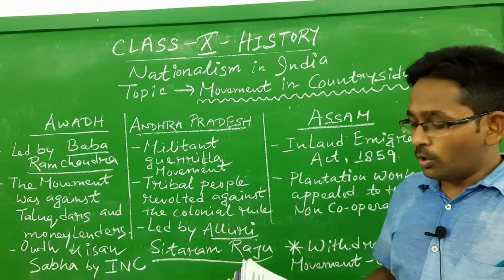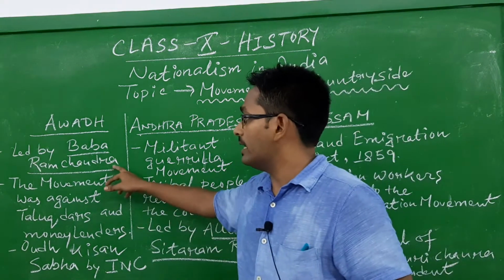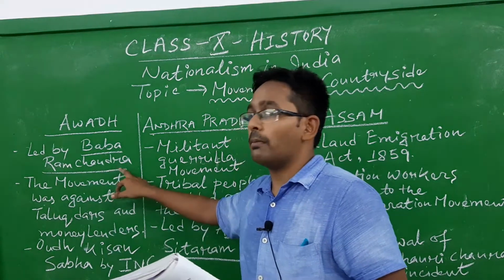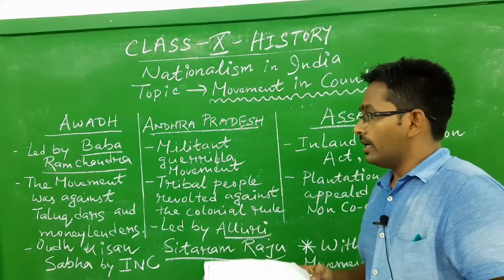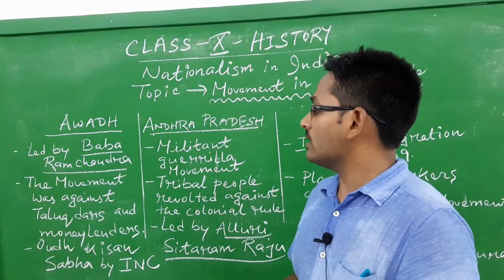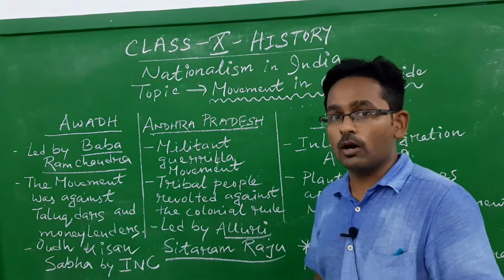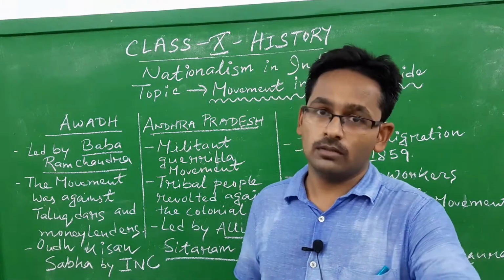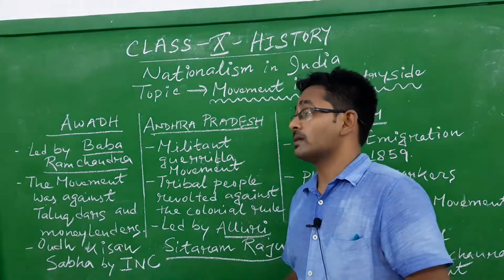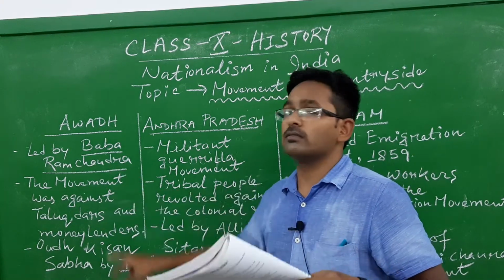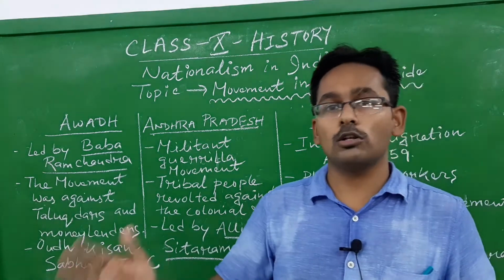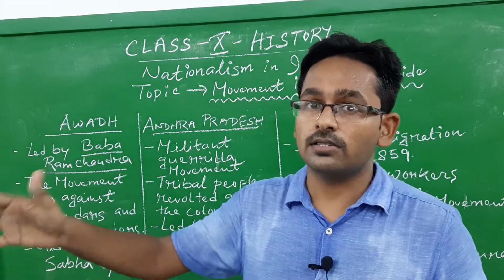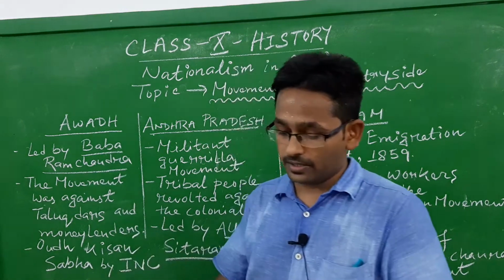Non-cooperation movement in countryside in Awadh was led by the peasant leader of the region named Baba Ramchandra. In Awadh, the movement was against talukdars and moneylenders because they demanded exorbitant rents from the peasantry. So remember students, the non-cooperation movement in Awadh is not only an anti-British movement but also it became a class struggle, because the peasantry organized movement against the Indian talukdars and moneylenders.